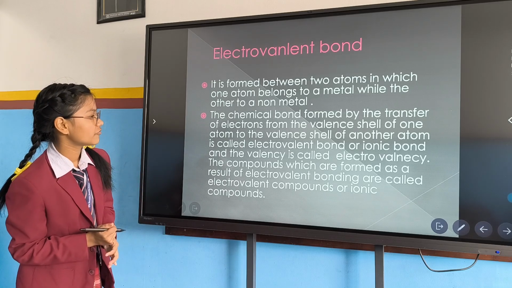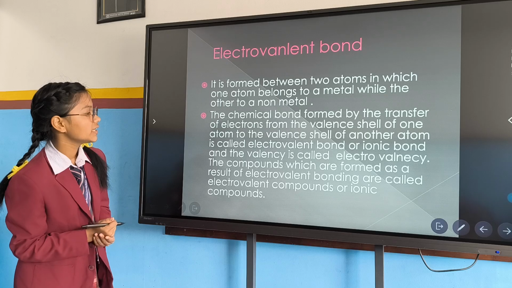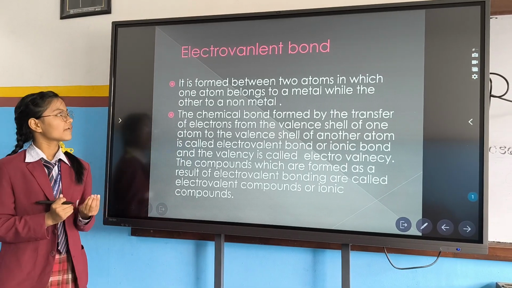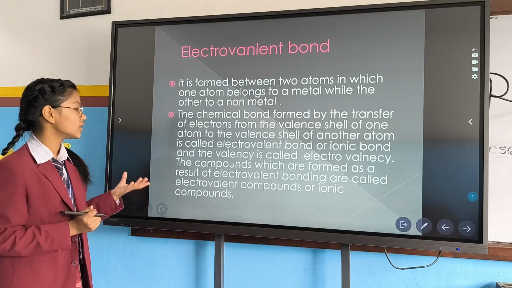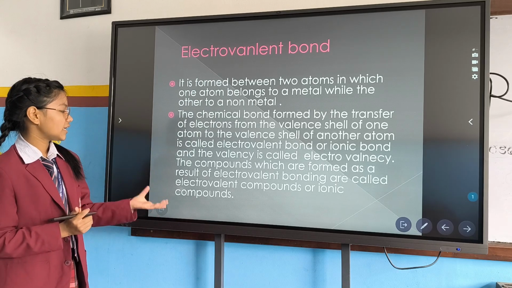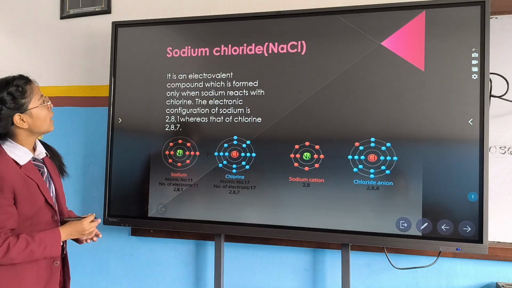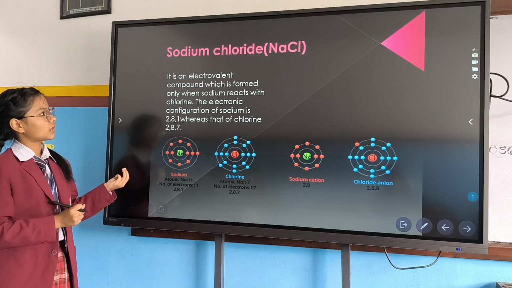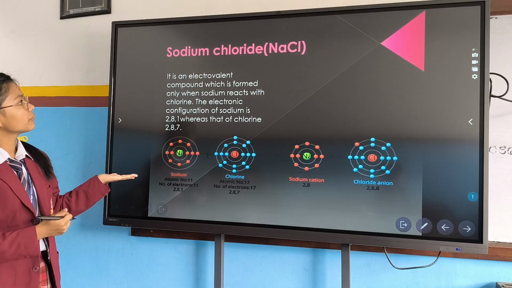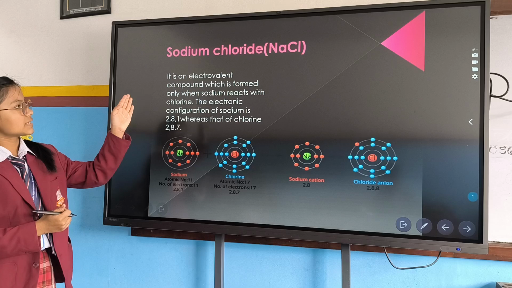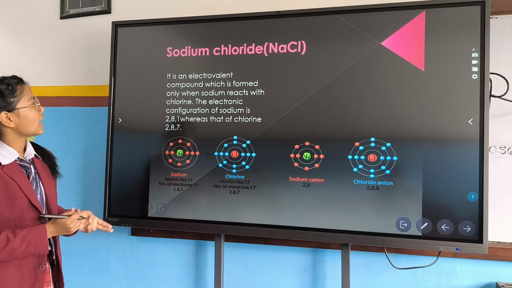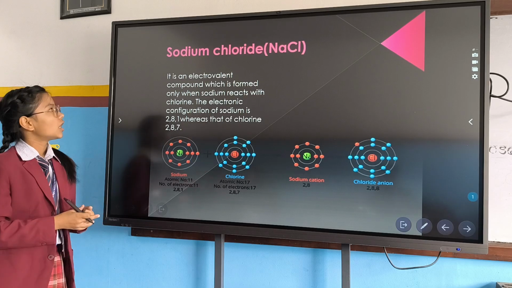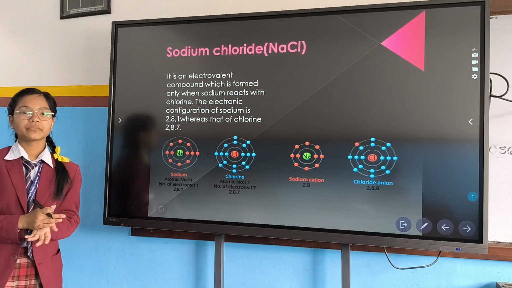And the compounds which are formed as a result of electrovalent bonding are called electrovalent compounds or ionic compounds. And some examples of these electrovalent compounds are, one is sodium chloride, NaCl, which is an electrovalent compound formed when sodium reacts with chlorine. When sodium reacts with chlorine, sodium chloride is formed.